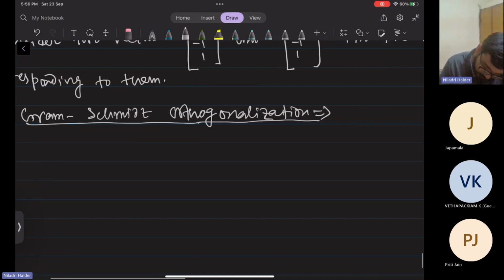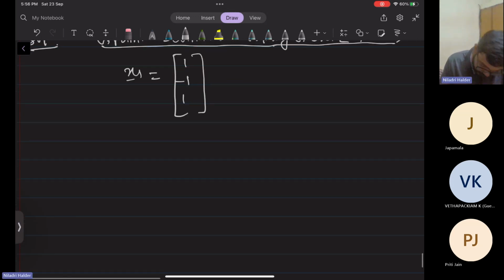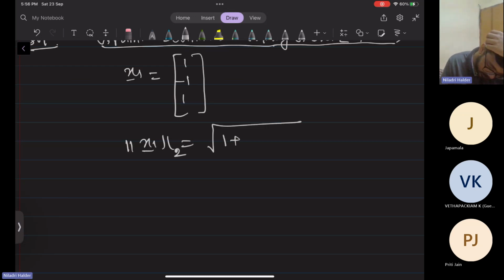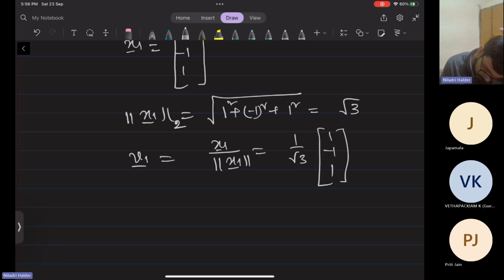The first vector x1 is equal to 1, minus 1, 1. Now what is the norm of x1? For orthonormal vectors, the norm should be 1. Here the L2 norm is root of 1 square plus minus 1 square plus 1 square, that is equal to root 3. Then we'll find another vector v1 that is x1 divided by norm of x1, that is equal to 1 by root 3 times 1, minus 1, 1.